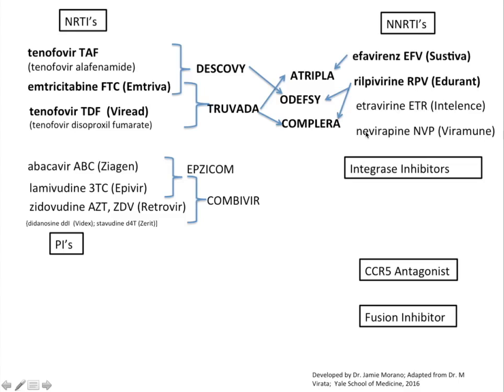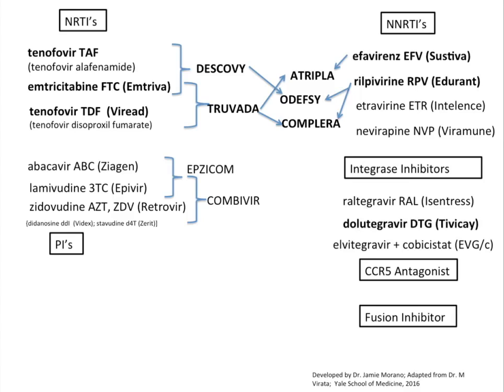Etravirine and nevirapine are your other non-nukes. We used to use nevirapine a lot in pregnancy, but that is no longer first line. Integrase inhibitors, remember we're stopping the integration into the host genome, include raltegravir. Raltegravir is twice a day. Dolutegravir is once a day, and it's a very small pill, very, very easy to take, very few side effects.